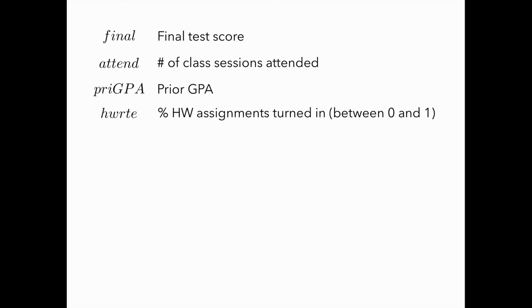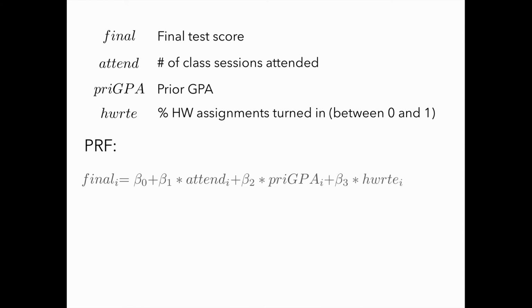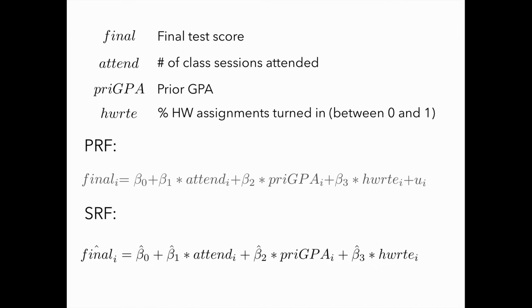So our population regression function would be final test score for student i equals beta 0, the intercept, plus beta 1 times their number of days of attendance, plus beta 2 times their prior GPA, plus beta 3 times the percent of their homework that they turned in, plus their residual term u sub i. As we know, this translates to the following sample regression function.